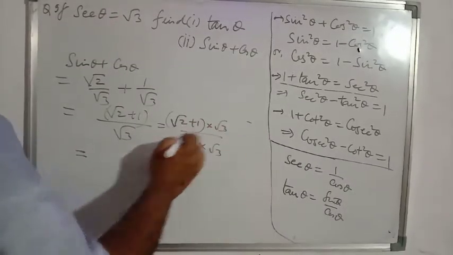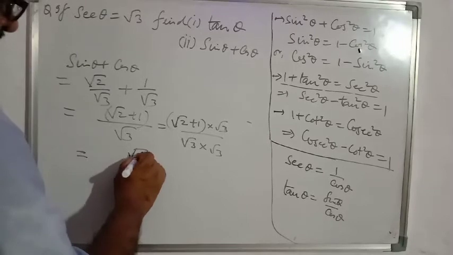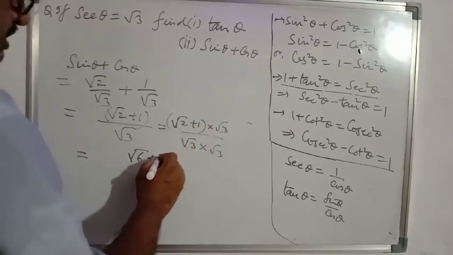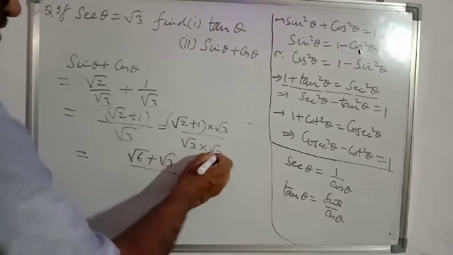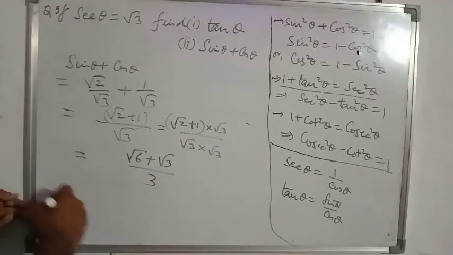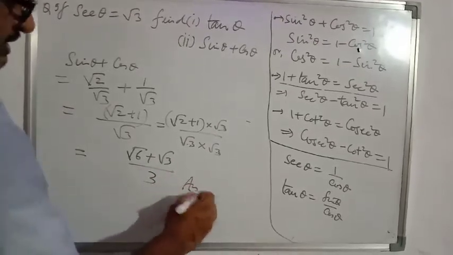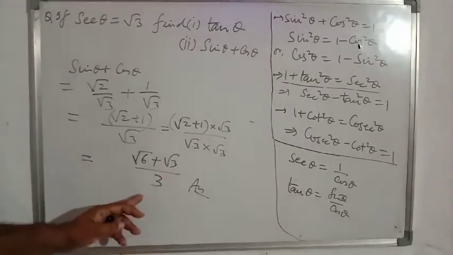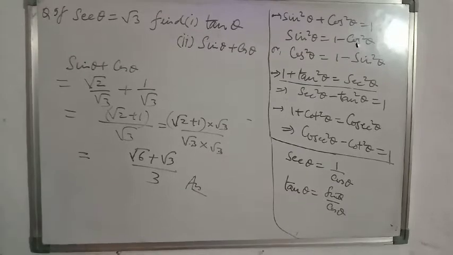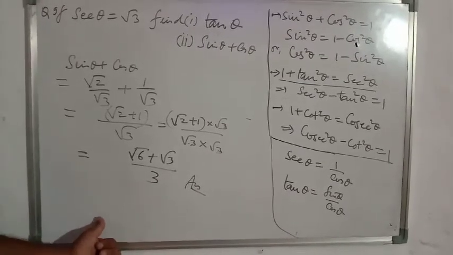Root 2 into root 3 is root 6. 1 into root 3 is root 3. And root 3 into root 3 is root 9, square root of 9 is 3. This is the second part answer: root 6 plus root 3 upon 3. I will take one more, that is the last question.